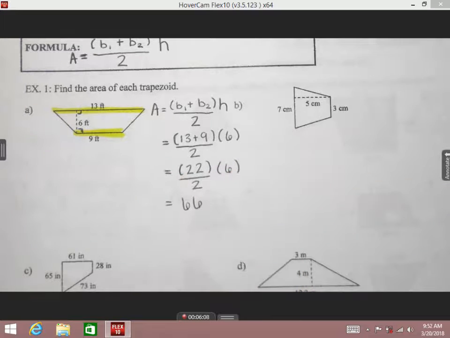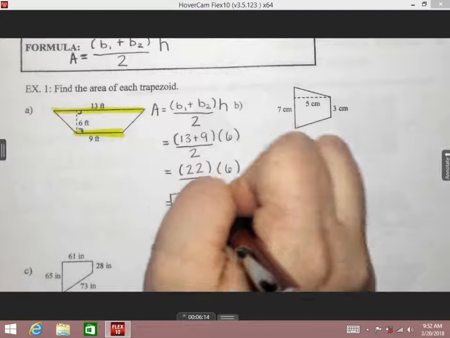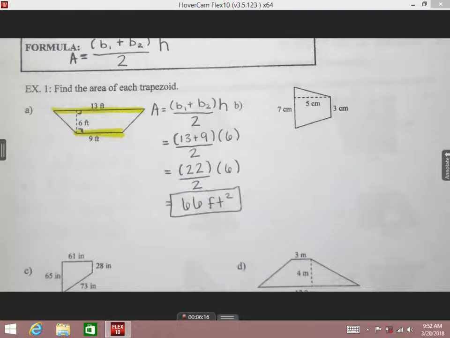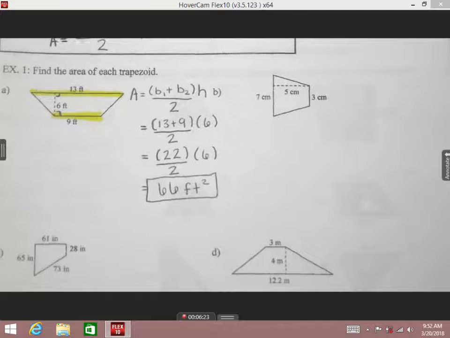And what's going to have to go next to that 66? Feet squared. Because we're talking about the area. That's that two-dimensional inside of the shape. That's that flat surface inside. All right, letter B.